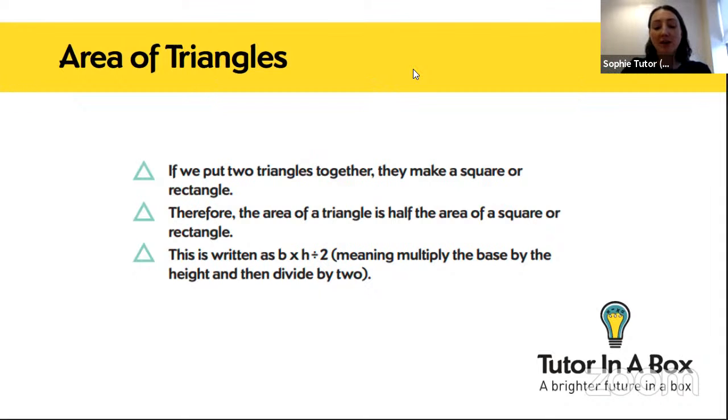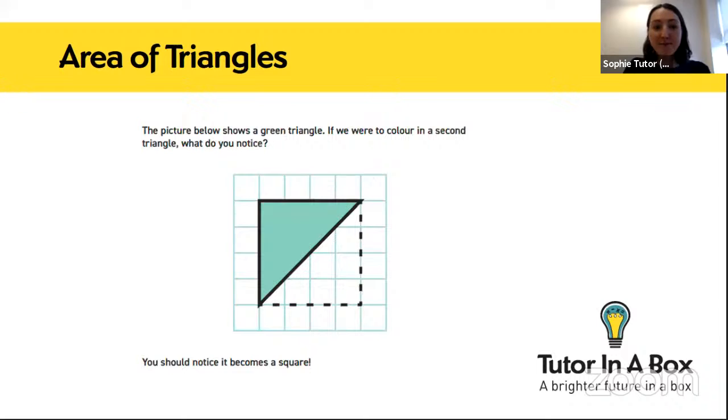We sometimes write this as base times height divided by 2, when we just go base times height and then obviously split it into 2. Okay, and you can see here on the board, if we were to colour in a second triangle, you would get exactly the same thing, and it will become a square. So this means we can use this to help us work out the answers. And this is true for all right angle triangles.